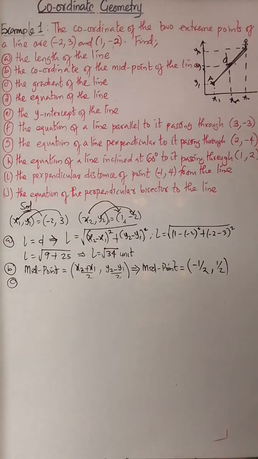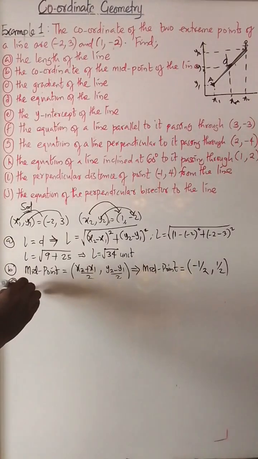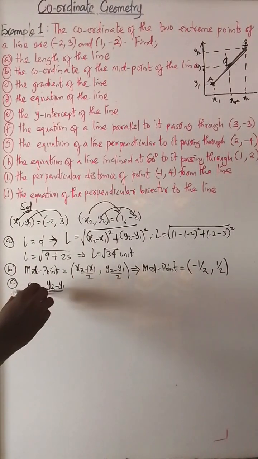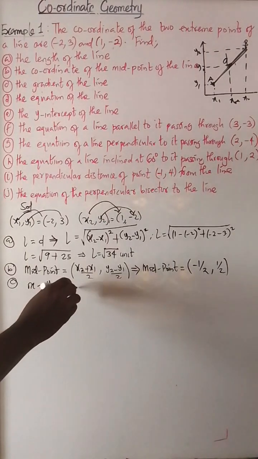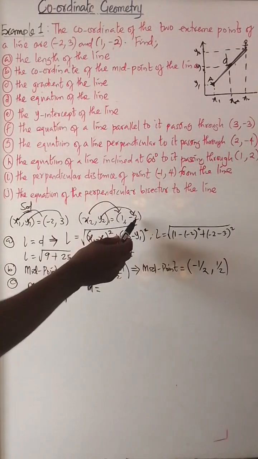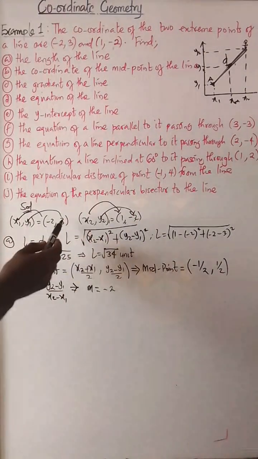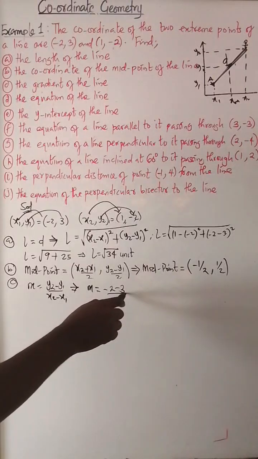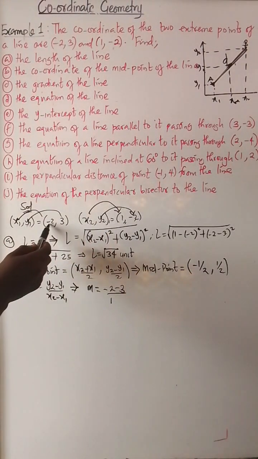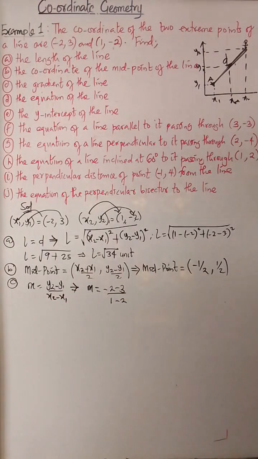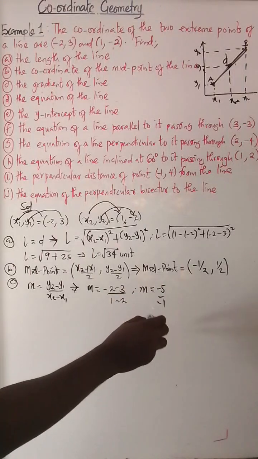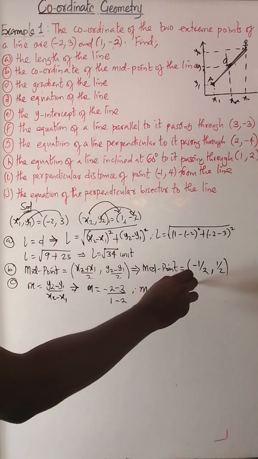Okay, the C part. The gradient of the line. What is gradient? Change in y over change in x. And from here, m equals, what is y2? y2 is minus 2, y1 is 3. Then x2 is 1, then x1 is minus 2. So this becomes minus 5 divided by minus 1. So the gradient of the line is 5.